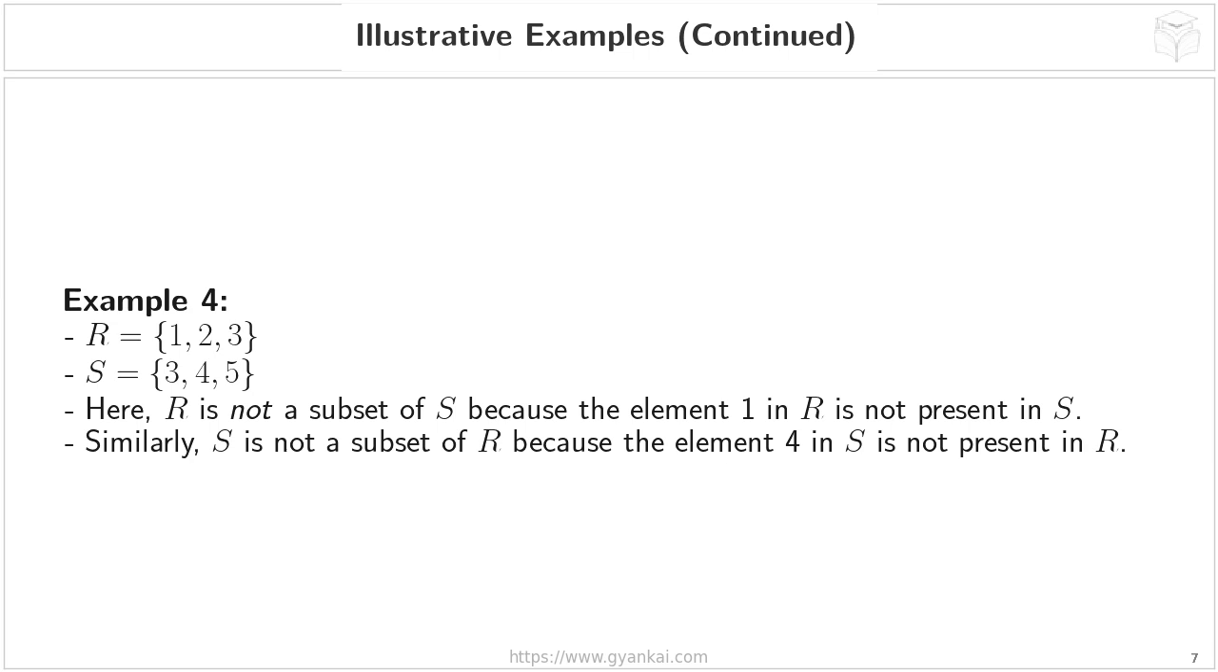So S is also not a subset of R. This example is important because it highlights that subset relationships aren't always automatic. Just because two sets share some elements doesn't mean one is a subset of the other. Remember, it's an all-or-nothing situation. All elements must be present.